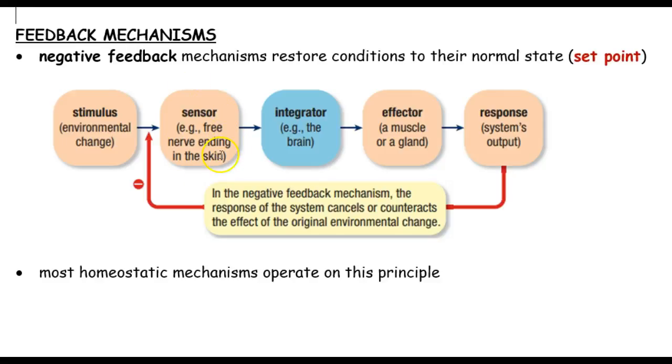So our sensor is going to relay information to our integrator, to our effector, and that's going to cause a response, and eventually that's going to feed back to our sensor that things are no longer a problem, and that's going to stop the process of change caused by our effector. So most homeostatic mechanisms are going to operate on this principle. We saw that with the breathing rate. As soon as the O2 levels go up, our CO2 levels are also going to be going down as we breathe faster to expel it. And that's going to indicate to our effector to stop functioning to increase our breathing rate.